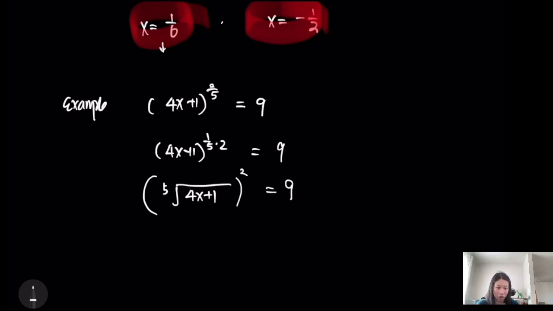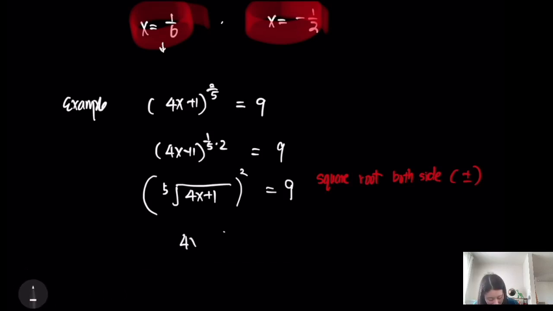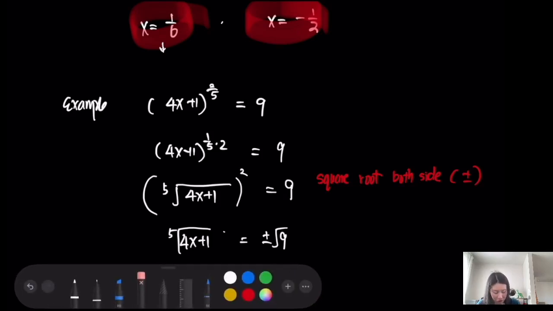All right, so to clear the exponent, the first thing you can do is take the square root on both sides. Remember that when you take the square root on both sides, you will have a positive and negative answer. Okay, so I have the 5th root of 4x + 1 equals positive and negative square root of 9, which is 3.